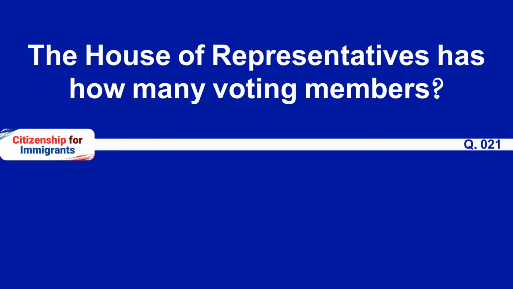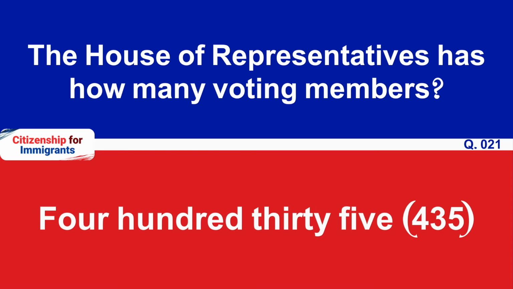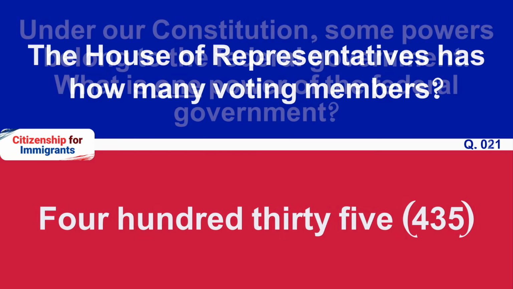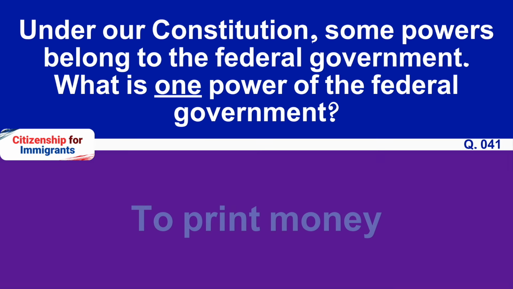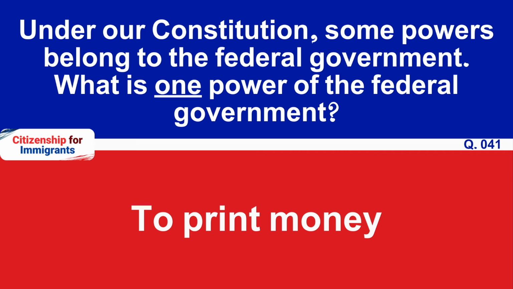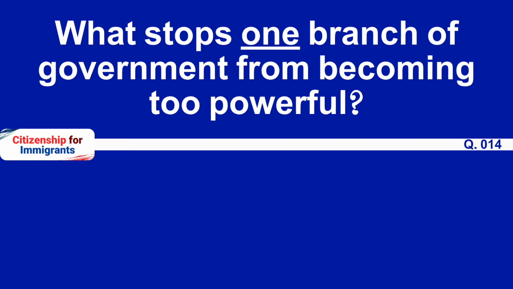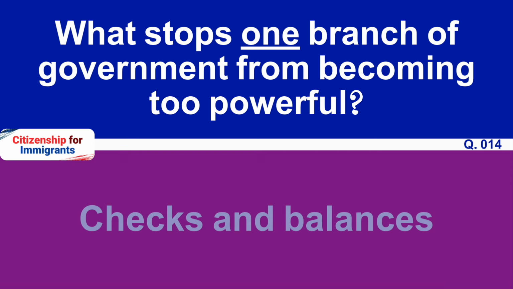The House of Representatives has how many voting members? 435. Under our Constitution, some powers belong to the federal government. What is one power of the federal government? To print money. What stops one branch of government from becoming too powerful? Checks and balances.